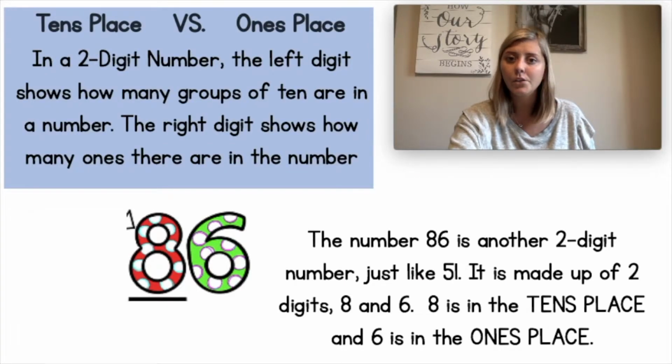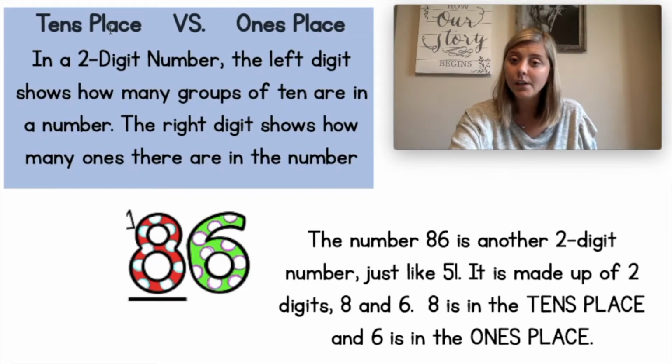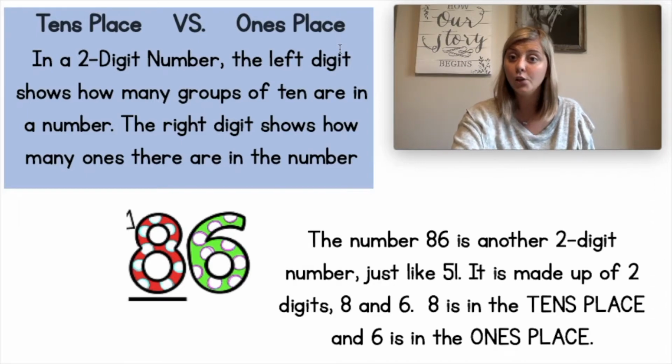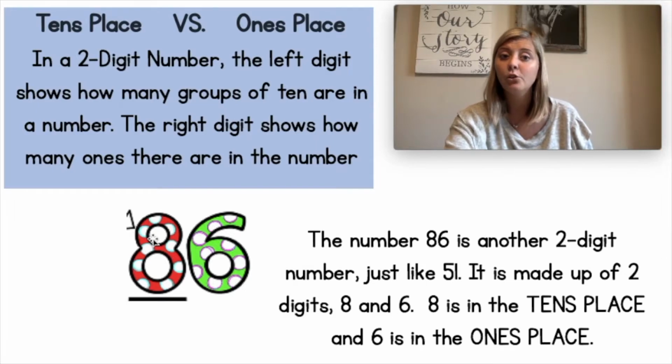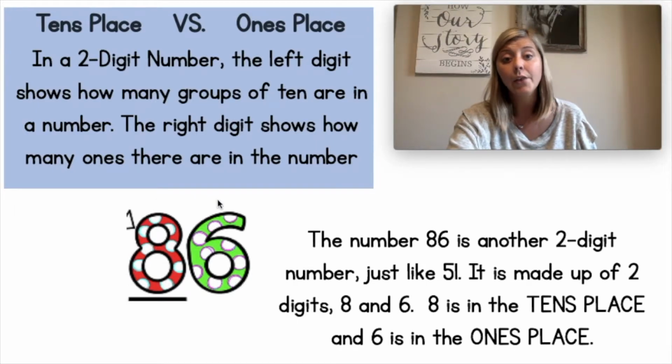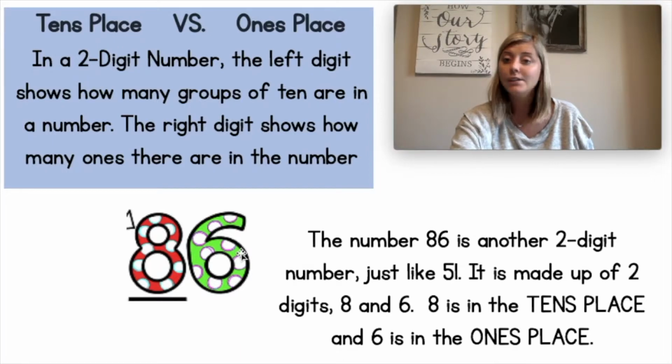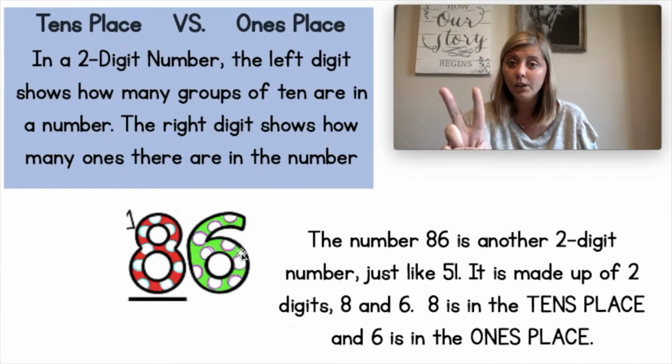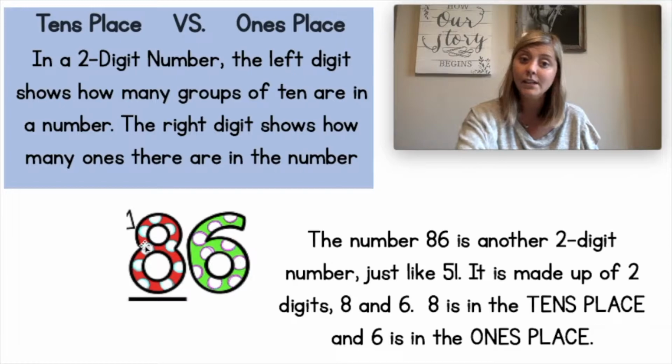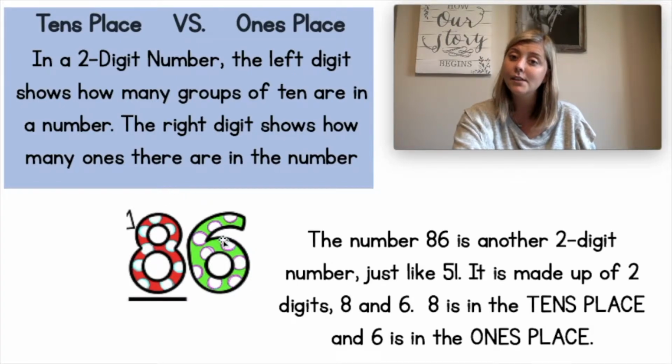The next thing we need to talk about is the difference between the tens place and the ones place. In a two-digit number, like 86, the left digit shows how many groups of 10 are in a number, and the right digit shows how many ones there are in the number. The number 86 is another two-digit number, just like 51. It's made up of two digits, which are 8 and 6. 8 is in the tens place on the left, and 6 is in the ones place on the right.